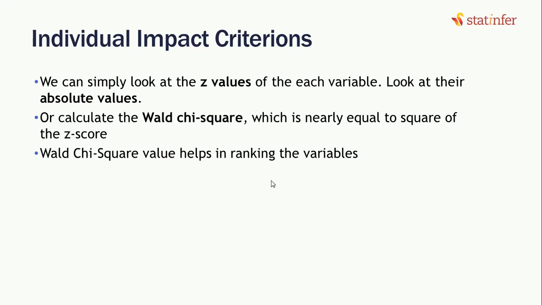be more impactful. Or we can go with the Wald chi-square, which is nearly equal to the square of Z score. So Wald chi-square value helps us rank the variables because this is a square of Z value and square is always positive, so we don't have to consider the absolute values there. Either we can take the Z value, the absolute of Z value, or we can calculate the Wald chi-square. But in the summary function we already get the Z value, and we can just take the absolute Z value and we can say whichever variable has higher value of Z is the more impactful variable.